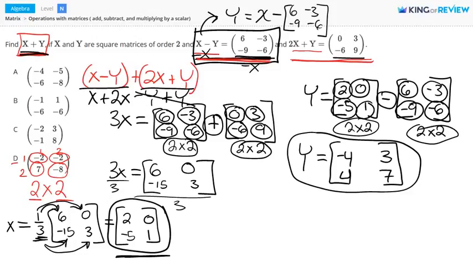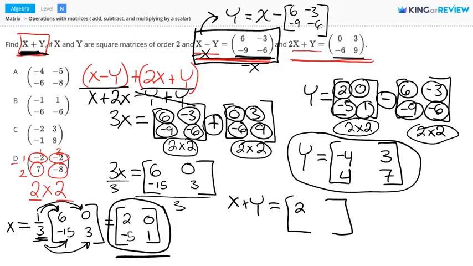Now the problem asks us to find x plus y. We know that matrix x is 2, 0, negative 5, 1, and we're adding this to matrix y, which we just solved for. That's negative 4, 3, 4, 7. Now both of these matrices are 2 by 2, so I can add them. I'll add corresponding entries.